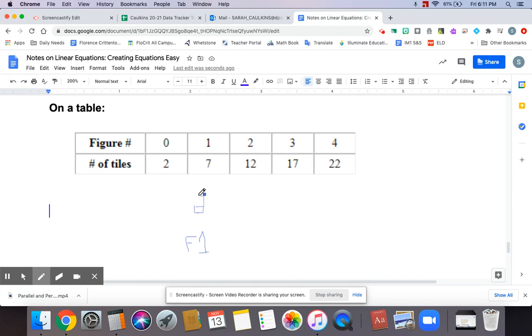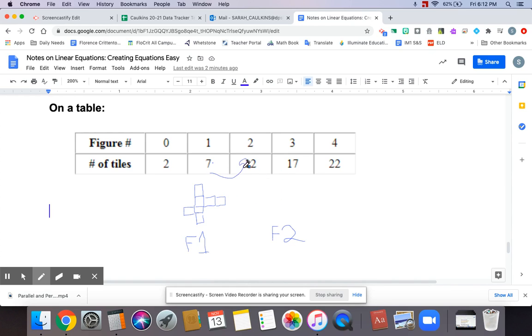And let's say here's another tile, and another one, and another one. So I'm at 4 so far, but it says figure 1 has 7 tiles. So here's 5, 6, 7. Then let's say figure 2 has one with 12 in it. So there'll be a picture with 12 tiles.